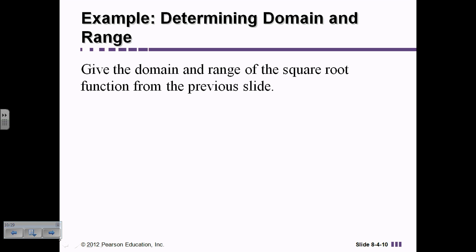Okay, so if we look at that square root problem that we were doing a minute ago, a few of the points that we had were 81 and 9, 16 and 4, and 4 and 2. So when they're asking you for the domain, they want all of the possible values for the x's.